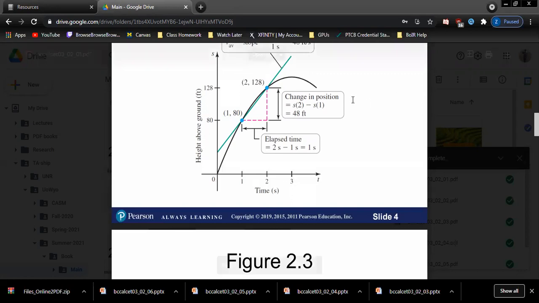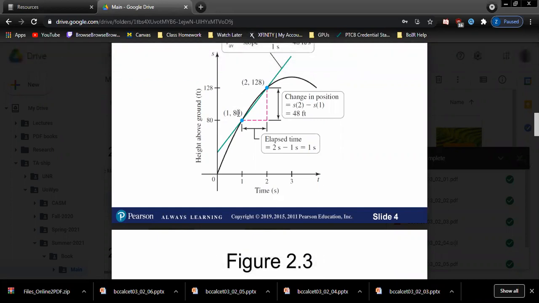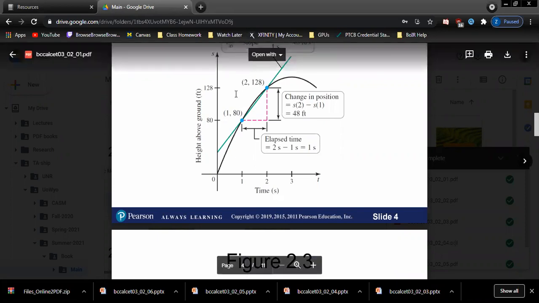All right, so from these 2 given points, we want to calculate the slope. What should we do? We know the definition is the change in the y coordinate over the change in the x coordinate. So what's the change in y coordinate? The change in y coordinate is 128 minus 80, so that's 48. And the change in x coordinate is 2 minus 1.